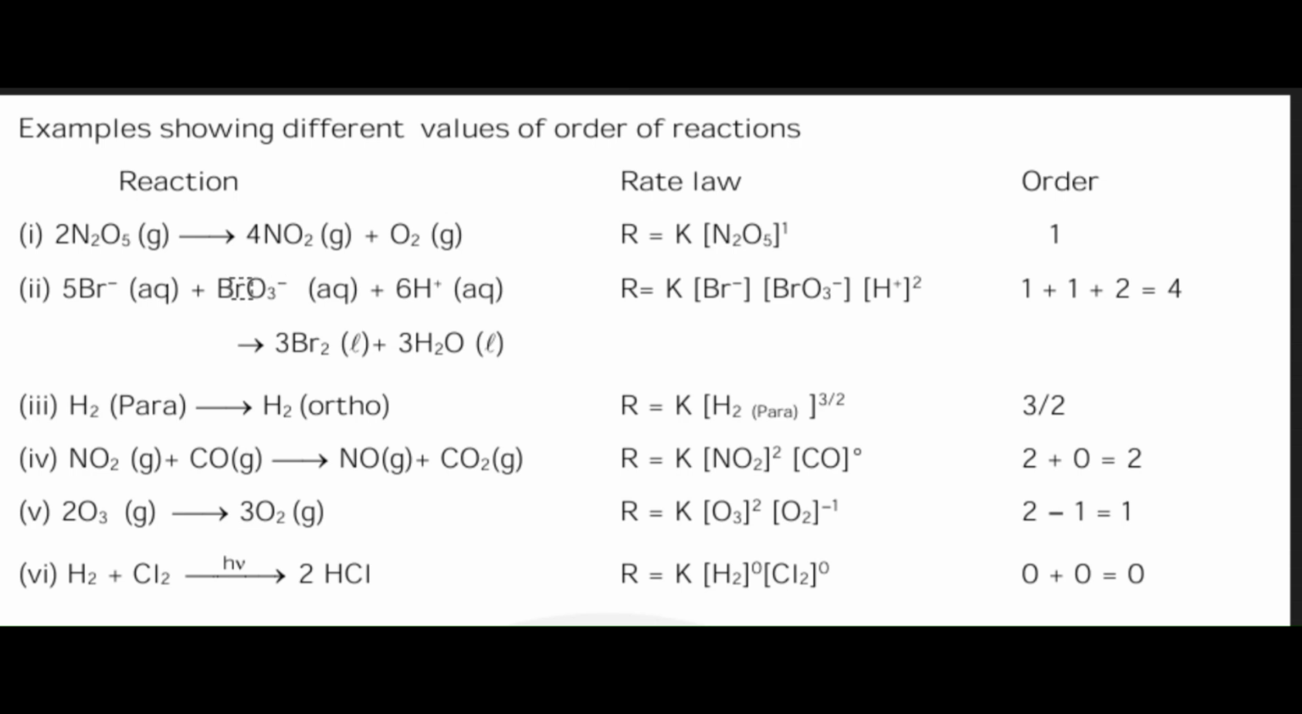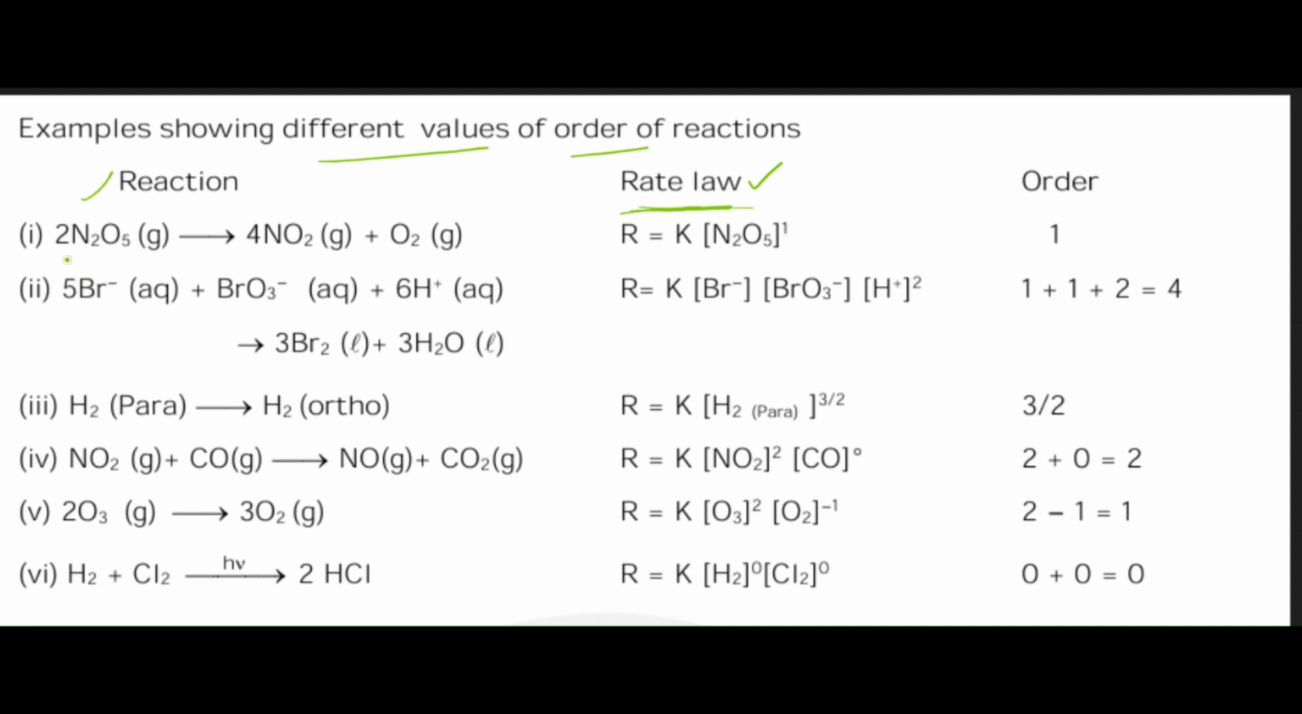Now let's see the continuation part of the chemical kinetics, right? Now here they have given some different values of order of reactions based on the rate law. So I told you the order of the reaction is measured by the experimental data, which can be known by using the mathematical expression from the rate law, right?